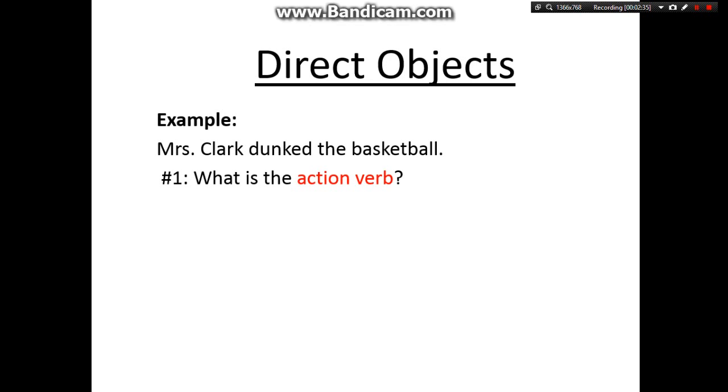What is the action verb? Well, the action verb is dunked. Maybe I did. Maybe it was a really small basket. That's probably the only case that I could ever dunk a basketball.